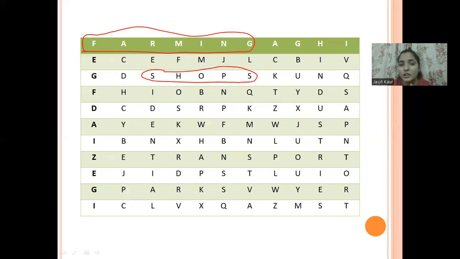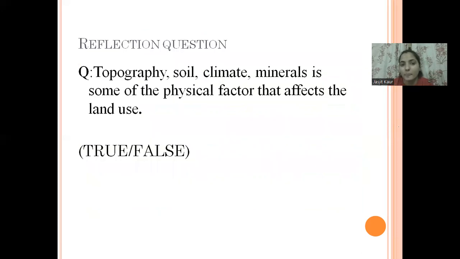Now you have to search for different ways in which the land is being used in your region, and you have to circle them, and you can also write your answers in the chat box, which different words you find in this crossword puzzle. So you can take a screenshot of this.